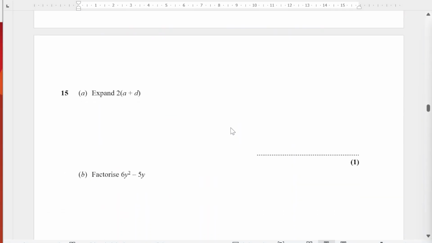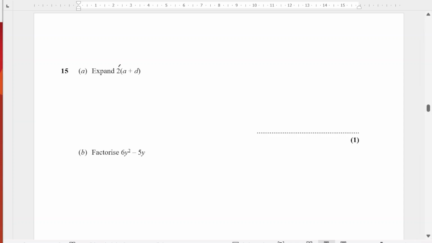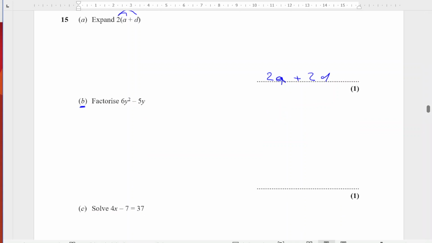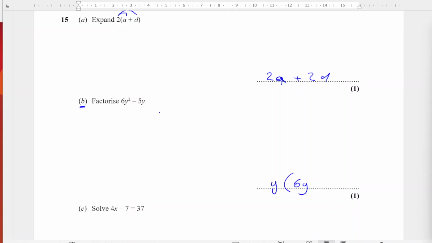Okay, question 15, expand. So 2 times A is going to give me 2A, and then 2 times D is going to give me 2D. So I'm looking at 2A plus 2D. Part B, factorize, so put into brackets. So our common factor here, we've got no number in common, we've only got y's in common. So I take y outside the brackets, and then I would need to times y by 6y to get 6y squared, and then I need to times y by 5 to get 5y with a minus sign in the middle.